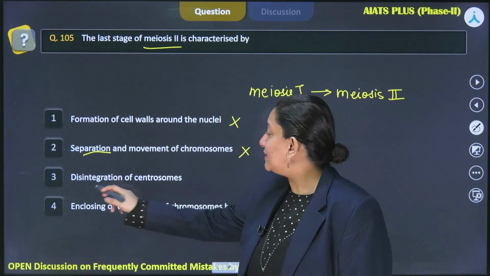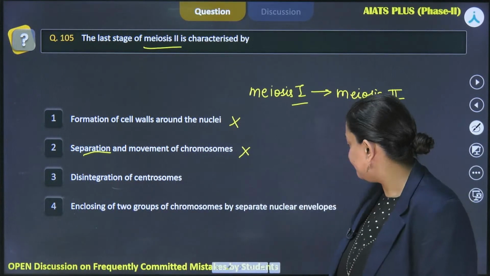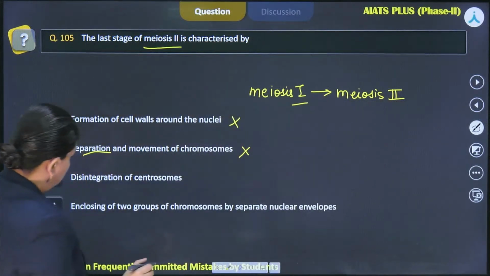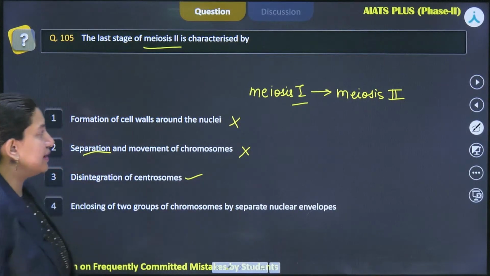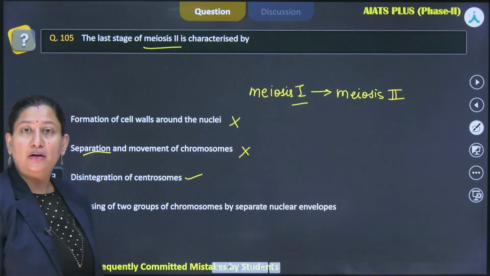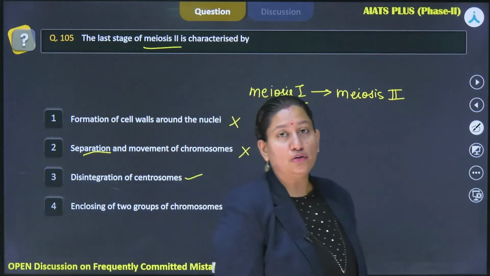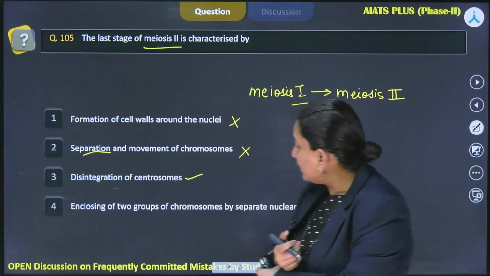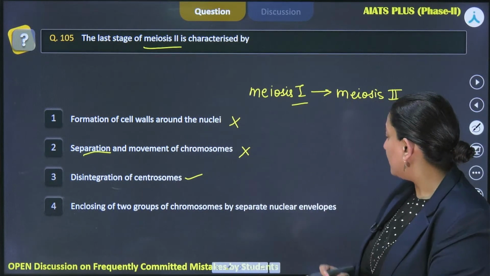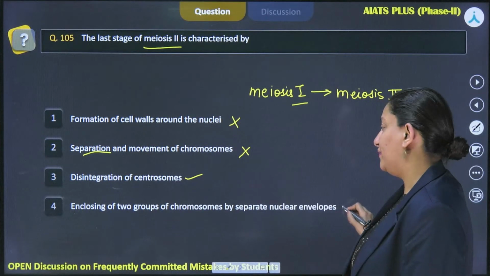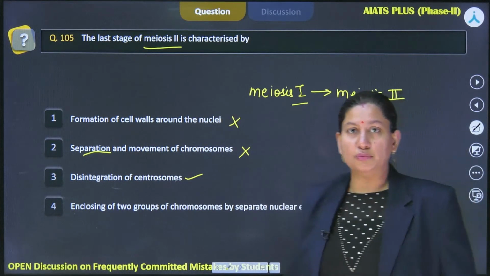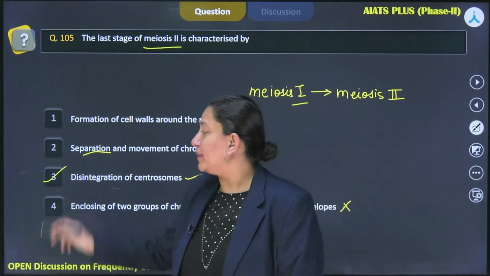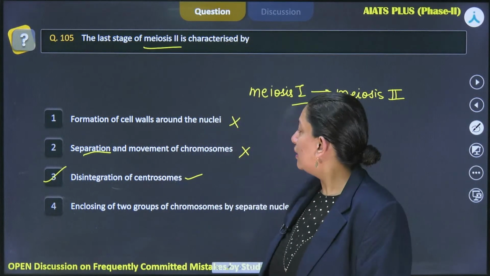Now the third one is saying disintegration of centrosomes, right? So this is correct. The last stage of meiosis II is telophase, and over there centrosomes are not required anymore. And then we have enclosing of two groups of chromosomes by separate nuclear envelopes. There will not be two groups of chromosomes, it will be a single group of chromosomes that is going to be available, right? So the correct answer is going to be option number 3, right?